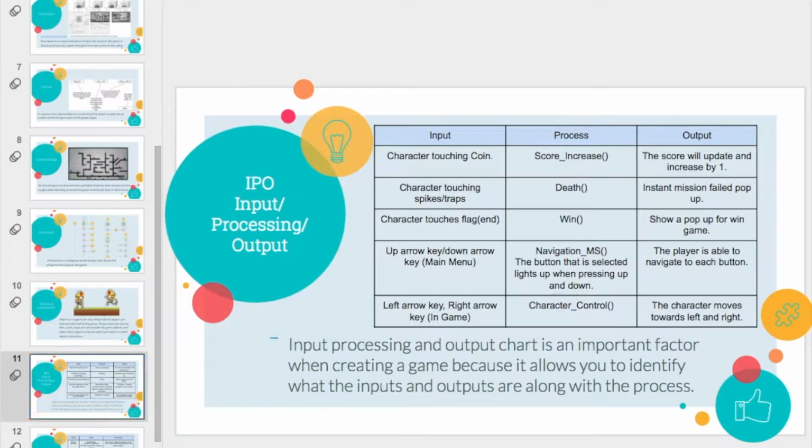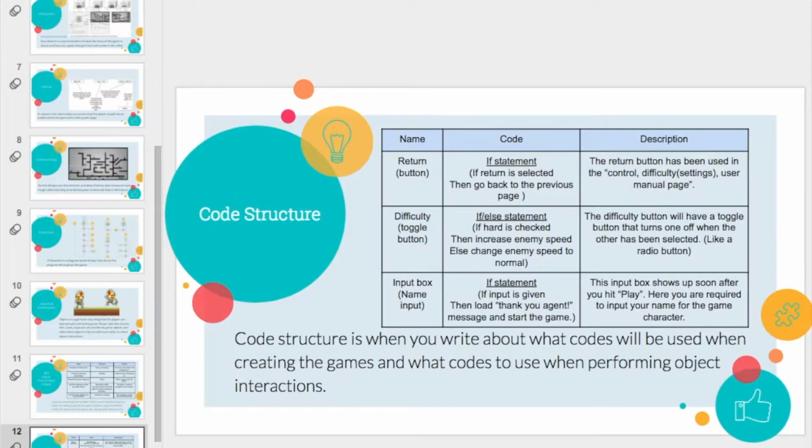So our next slide would be code structure. Like I said, in input and output, we also need to know code structure. It is when you write about what code will be used when creating the game and what codes to use when performing object interaction. If we do not have a code structure created before we start programming the game, then we won't have a logical structure to work with.